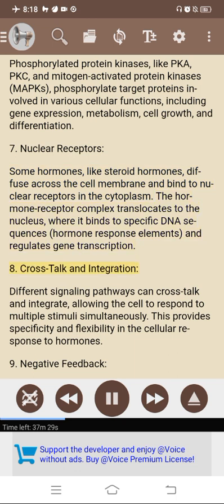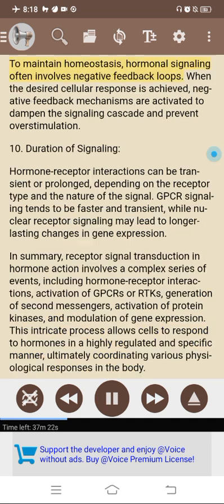regulates gene transcription. 8. Crosstalk and integration. Different signaling pathways can crosstalk and integrate, allowing the cell to respond to multiple stimuli simultaneously. This provides specificity and flexibility in the cellular response to hormones. 9. Negative feedback. To maintain homeostasis, hormonal signaling often involves negative feedback loops. When the desired cellular response is achieved, negative feedback mechanisms are activated to dampen the signaling cascade and prevent overstimulation.